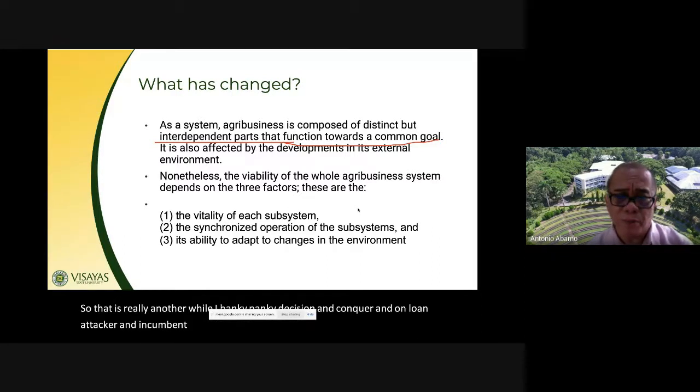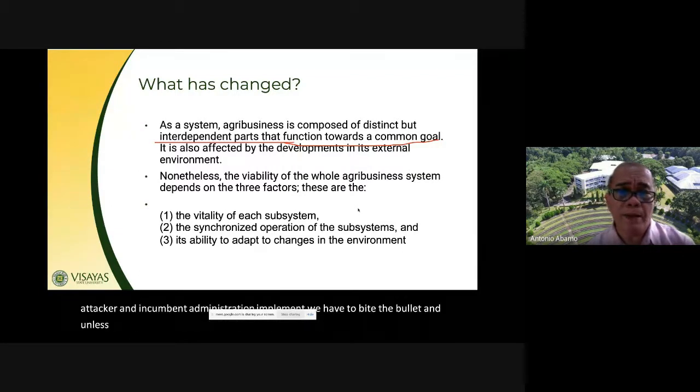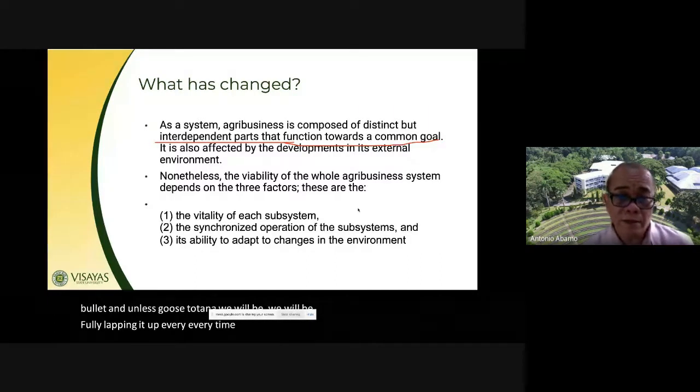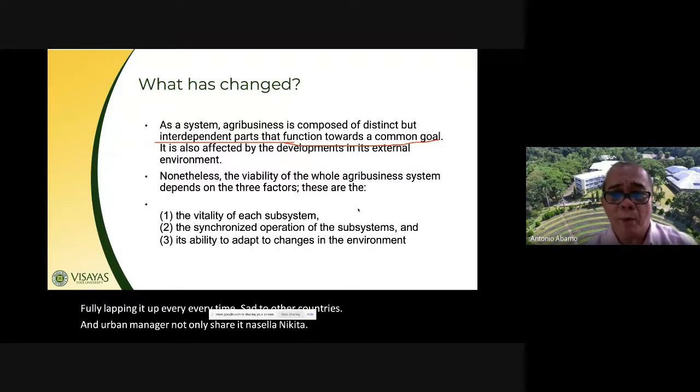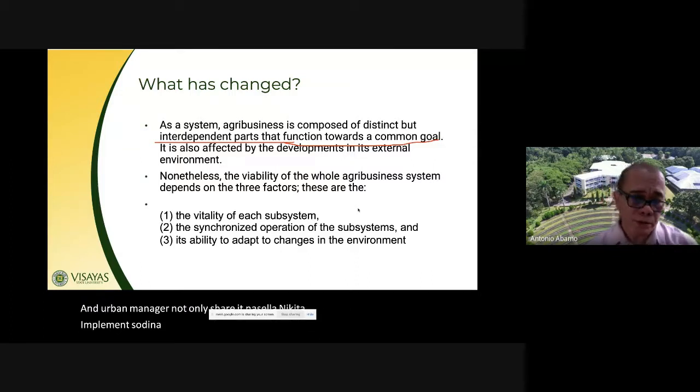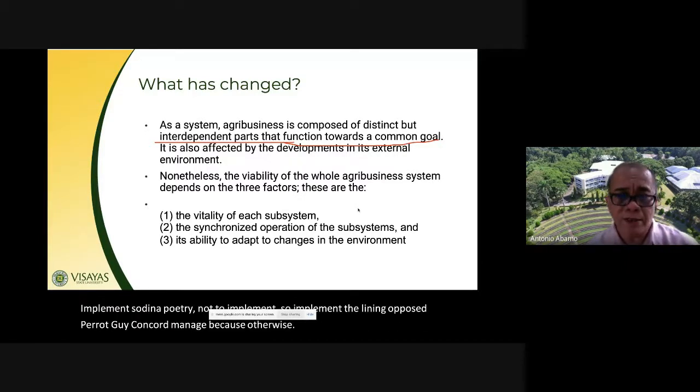We have to bite the bullet. Ano, unless gusto ta nga we will be kulilat lang yun ta from every time sa atong other countries. Ang ubang mga nasod na to, ning sirit na sila, nga kita wag hipunta ka implement. So di na pwede, di na to i-implement. So ki-implement, daghay ning oppose, pero gikuan yun, gi-manage. Because otherwise, tanos apaman mumata ang rice industry.